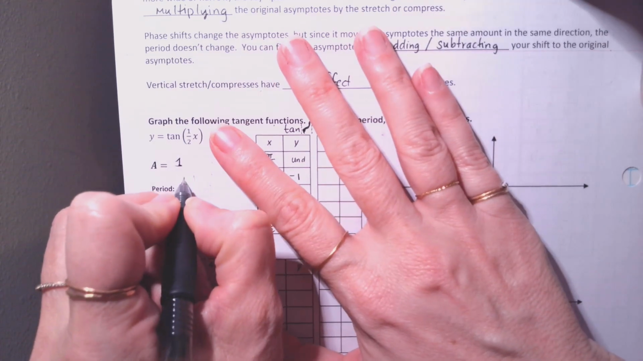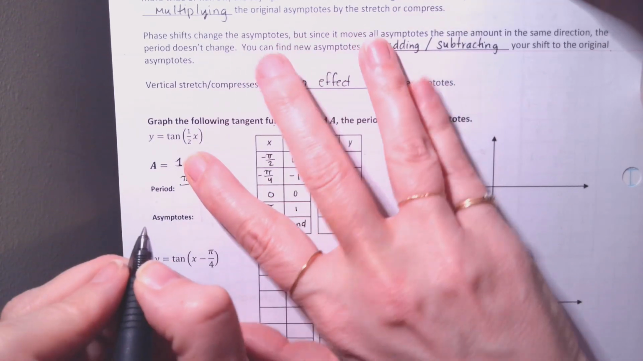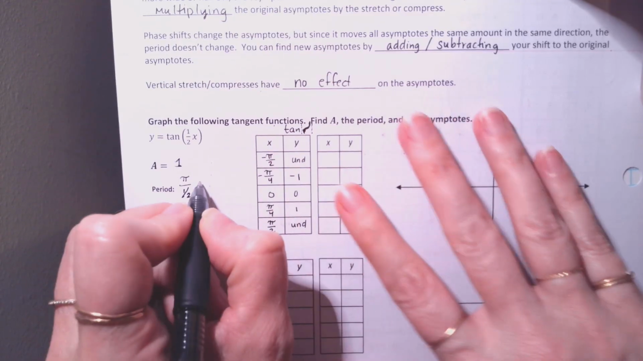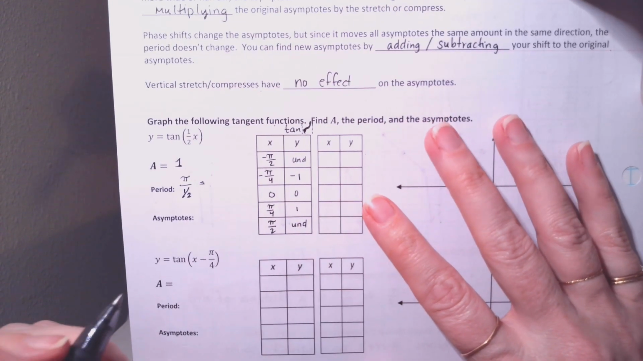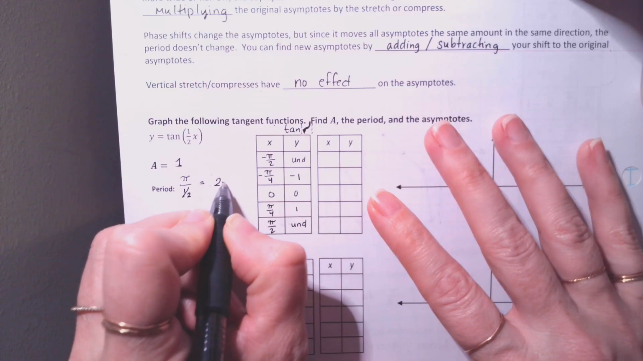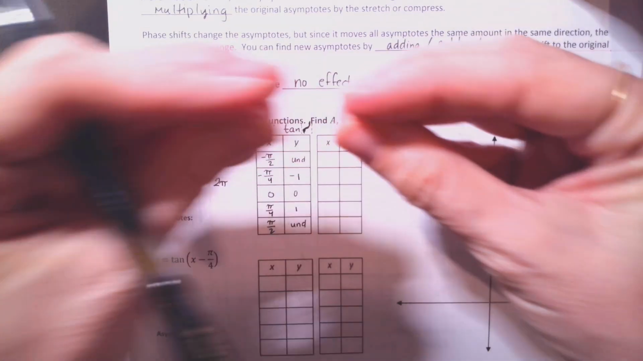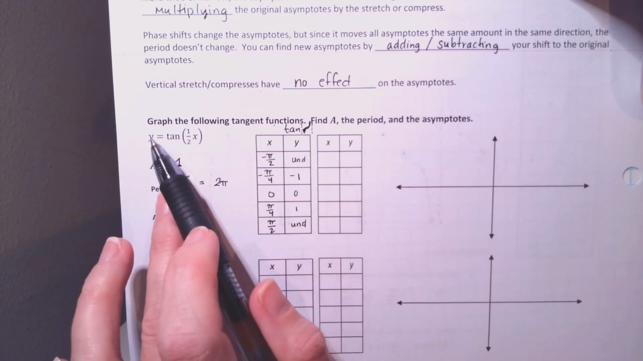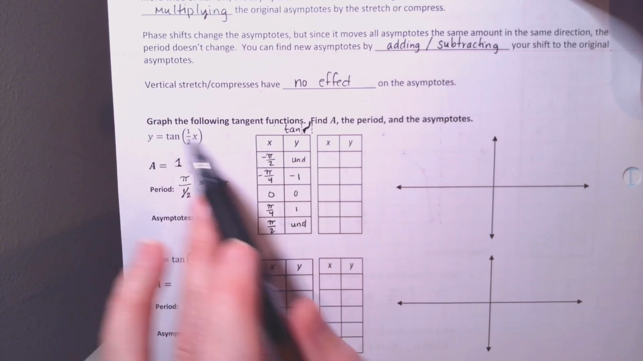So we have pi divided by the absolute value of b, which on this one is 1/2. And if we simplify that, pi divided by 1/2 becomes 2 pi. So this one would be more stretched out this way. And the asymptotes we'll figure out in just a second, because we're going to take our transformations and adjust our point values now. So remember, anything not inside the parentheses is going to affect the y values.